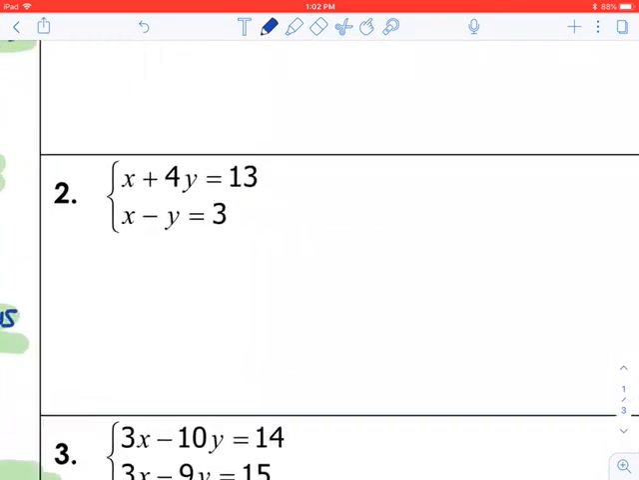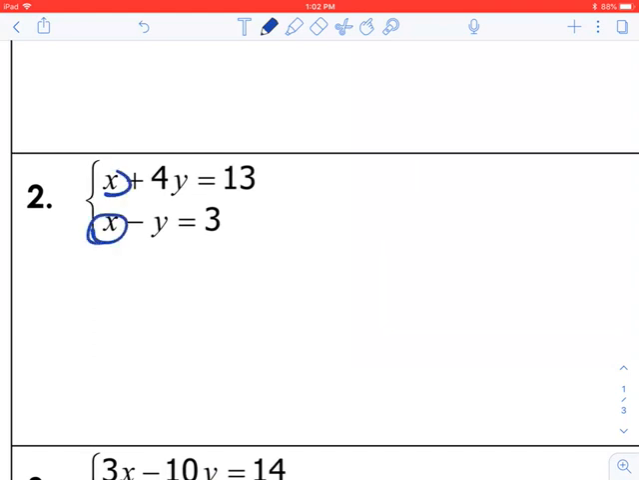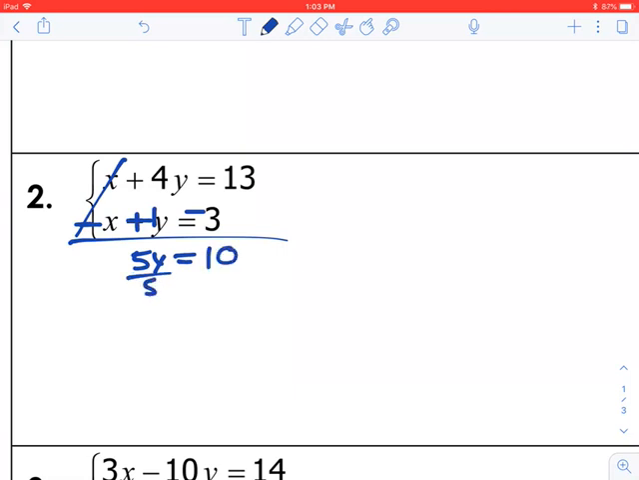So in this case, these two are almost the same. All I have to do is switch one of the signs. So I'm going to make this negative, change this to a positive, change this to a negative. And now I can add them together. So the x's cancel, x minus x. 4 plus 1 is 5y. And then 13 plus -3, or 13 minus 3 is 10. So I divide by 5, get y equals 2.